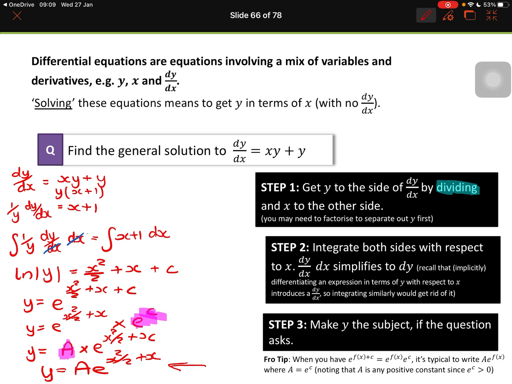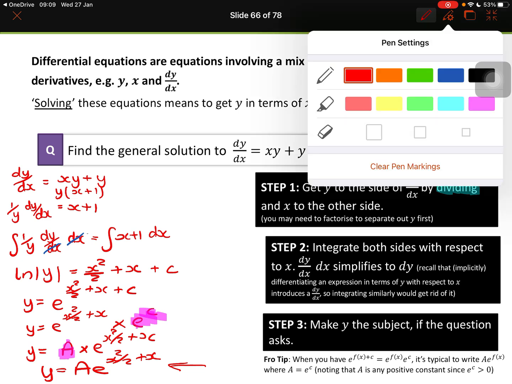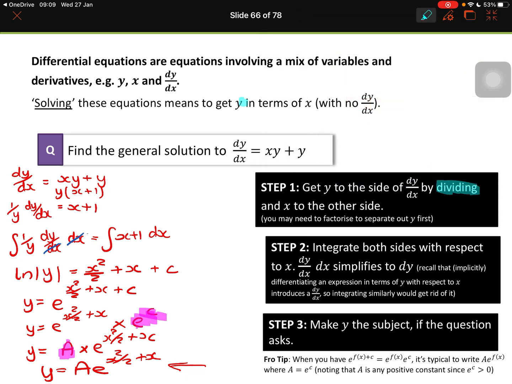Okay, so general solution means getting it into the form of y equals something unless it tells you otherwise. Three steps in order to get there. We get y to one side of the equation with the dy dx by dividing and probably by factorising. Integrate both sides with respect to x, and it's the fact that they cancel out. Okay, integrate both and just rearrange.